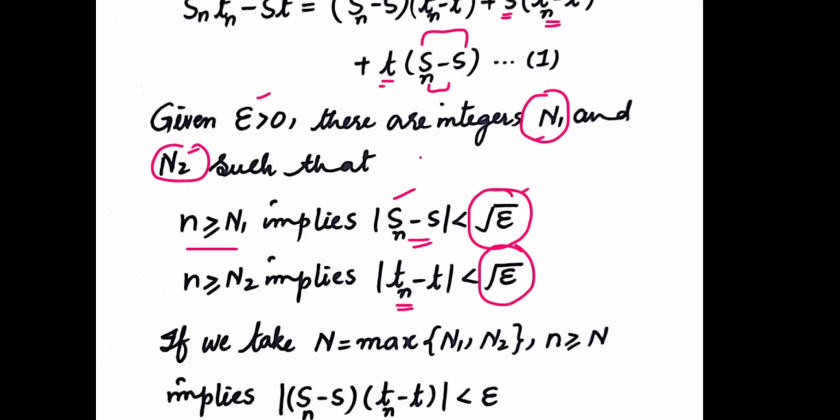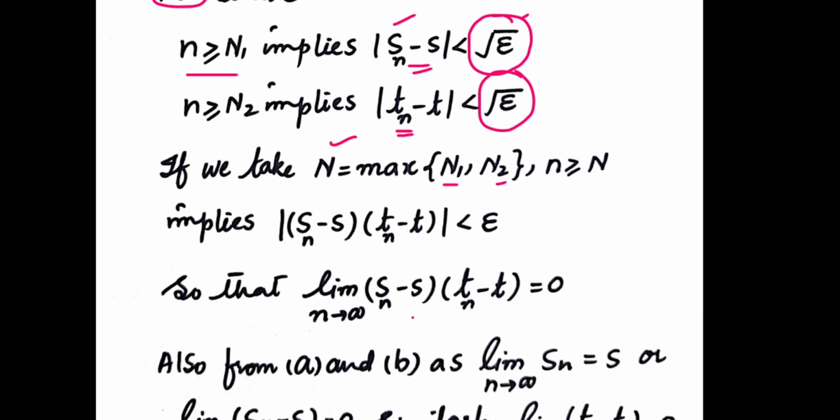As I have discussed above, when we take two or more positive integers, we will always take their maximum. So suppose the maximum of n1 and n2 is capital N. This implies this product, Sn minus S times Tn minus T, is less than epsilon. How is this less than epsilon? Consider Sn minus S times Tn minus T. I want to show this product has limit 0.